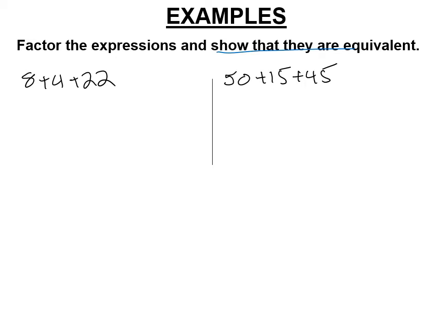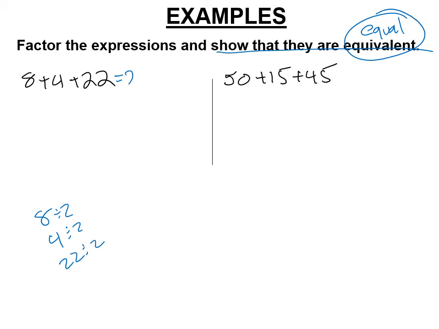So it says, and show they're equivalent. Now, by the way, equivalent and equal mean the same thing. They're the same number when you're doing the work. Okay, so now we have 3 numbers here, right? We haven't had 3 numbers before, but it's the same. 8, 4, 22. There's only one number that divides into all of those. And what is that number? It's 2, right? 2 is the largest number that divides into all 3 of those.